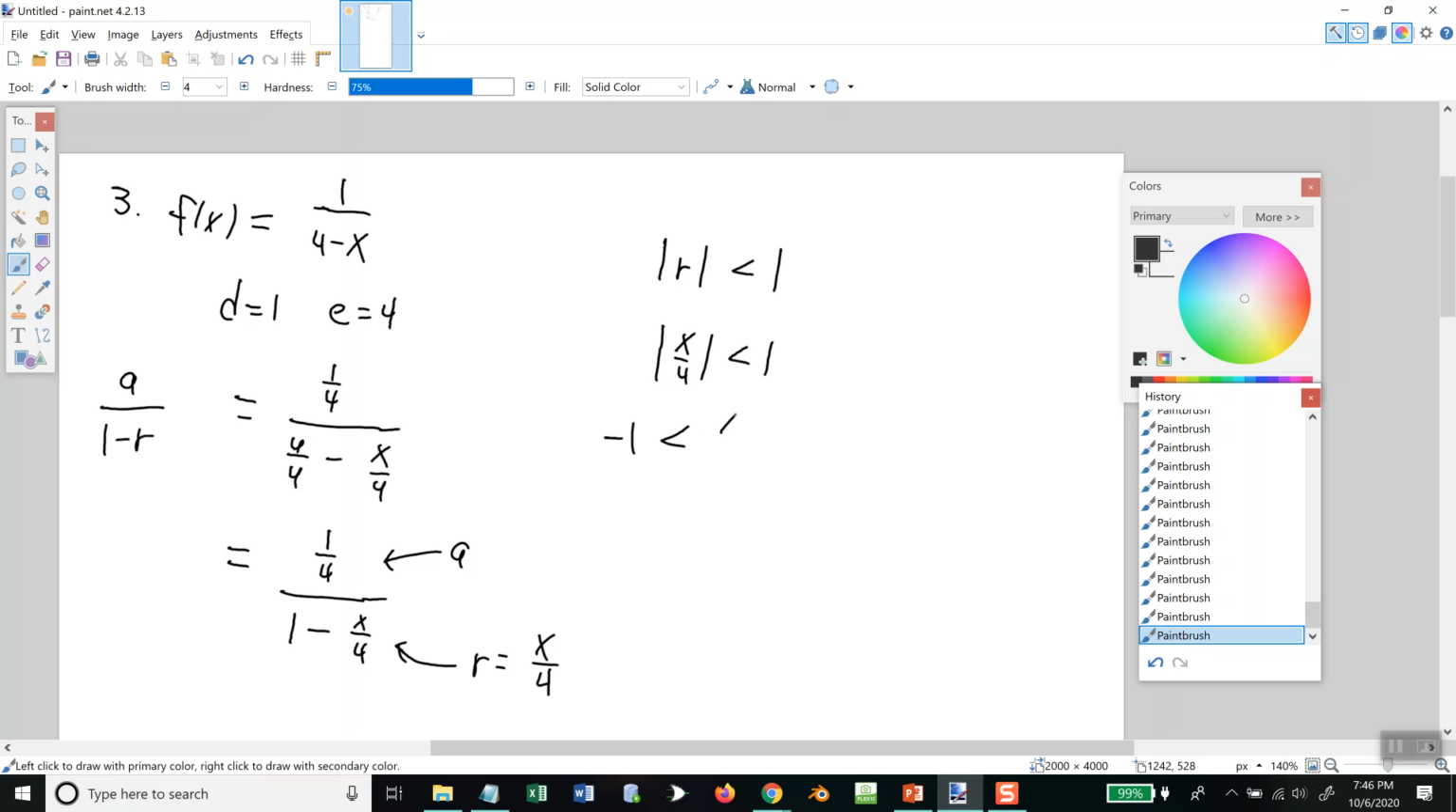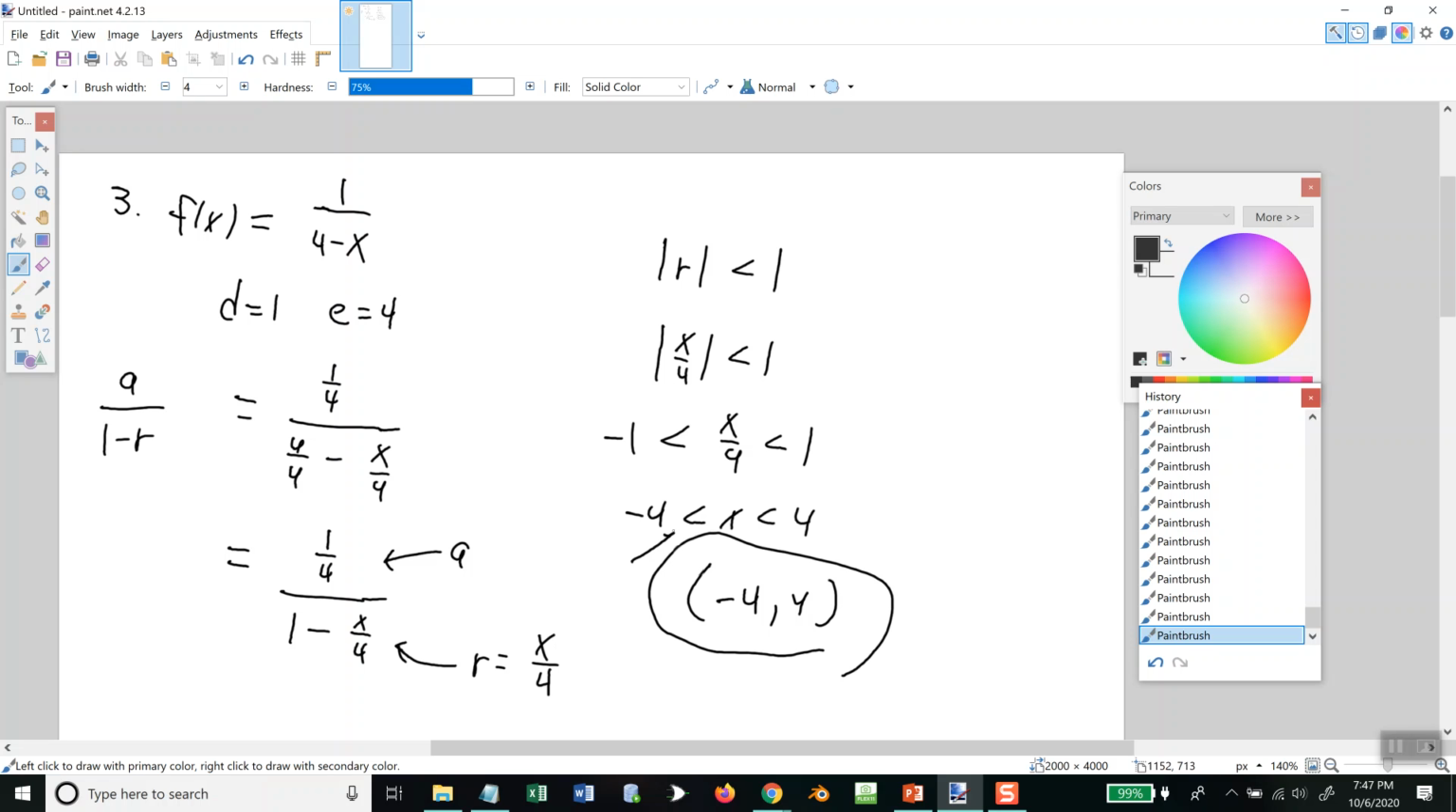So from college algebra, we can rewrite it this way, multiplying everything by 4. That would be our interval of convergence. Parentheses indicate that it doesn't include those values, versus brackets. It's actually interval notation. The less than signs here are what tell me parentheses.